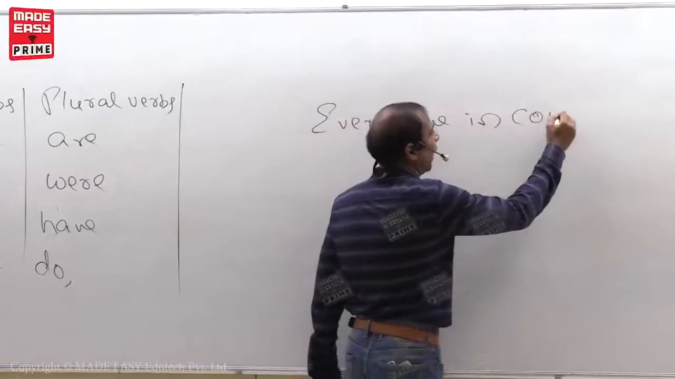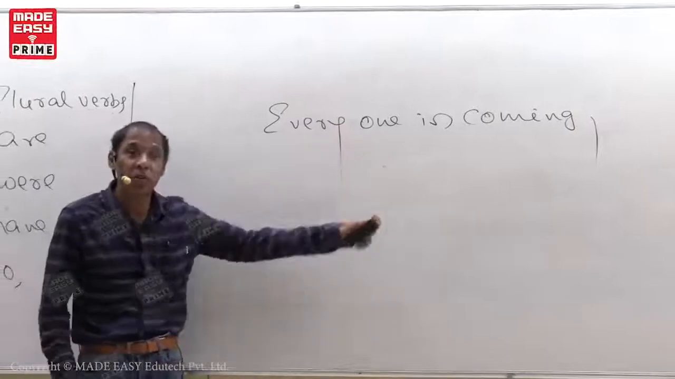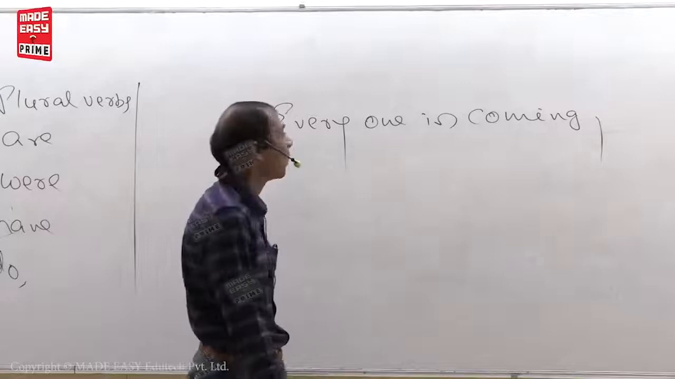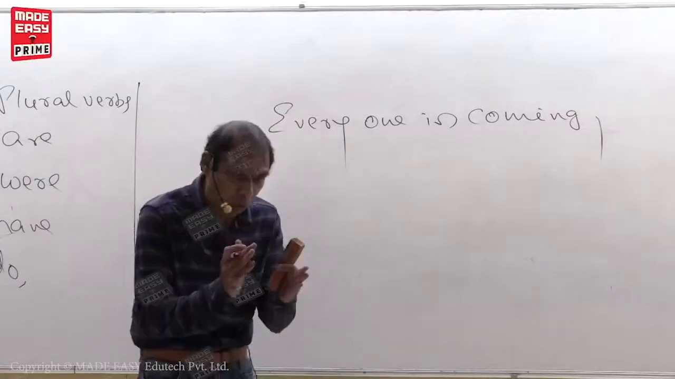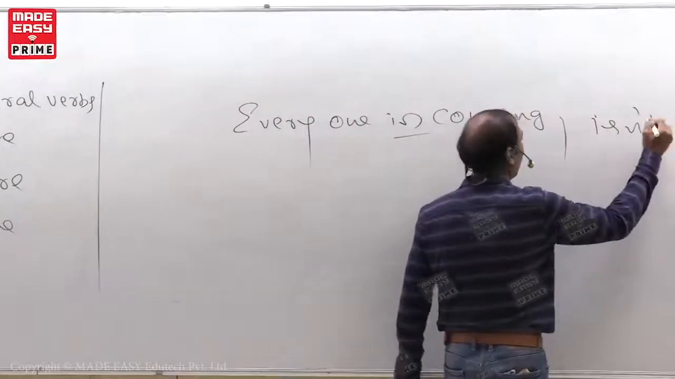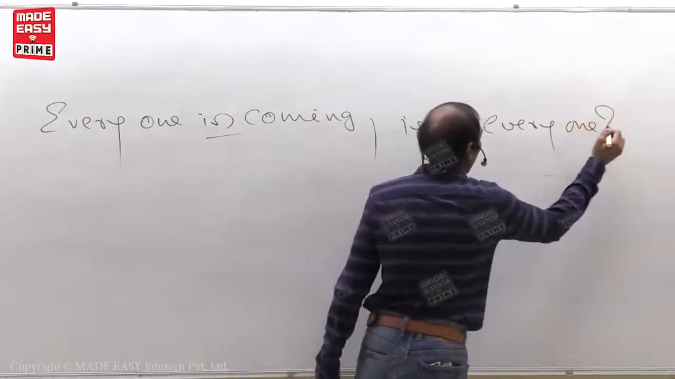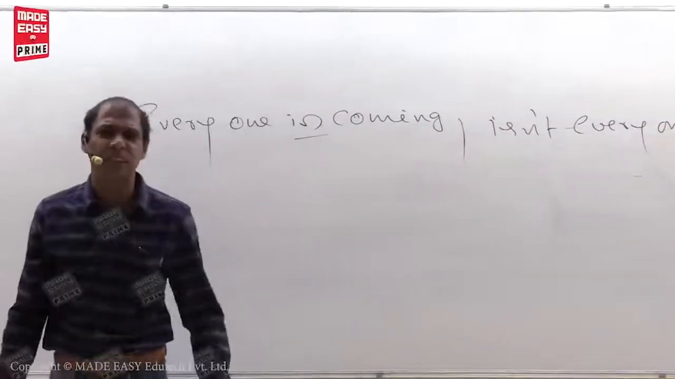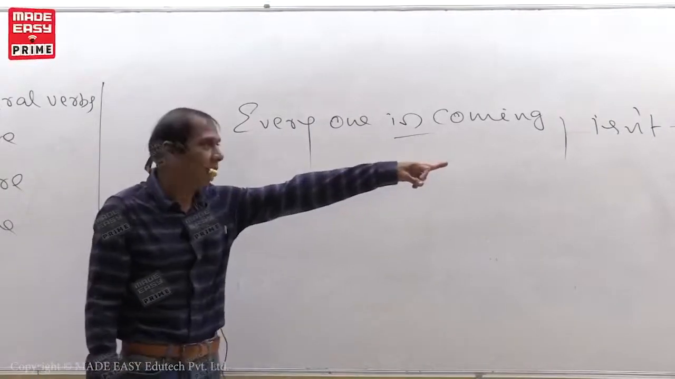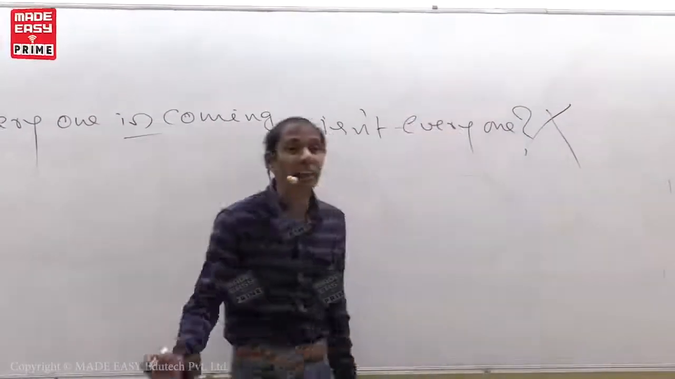Right? See, everyone is coming. Is the statement positive or negative? The statement is positive, so the question tag must be negative. If you want negative, what is the rule? Put not after the special term. Is plus not, isn't. Everyone isn't? Everyone thinks like this and claims the answer like this. My dear students, unfortunately this is wrong. Why is this wrong?